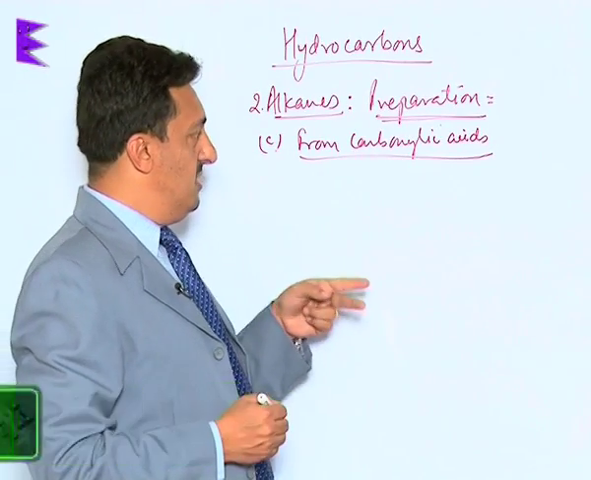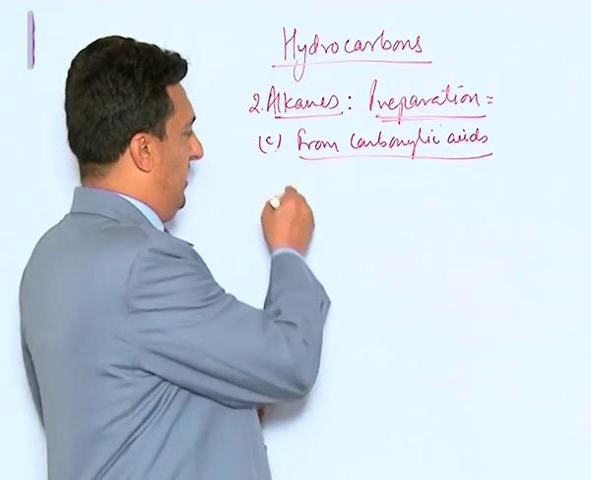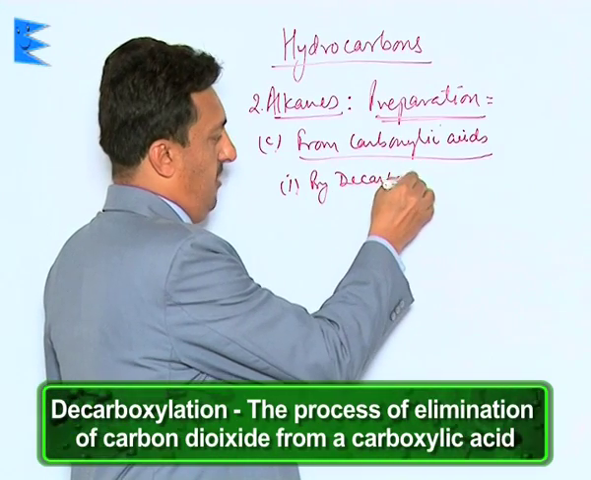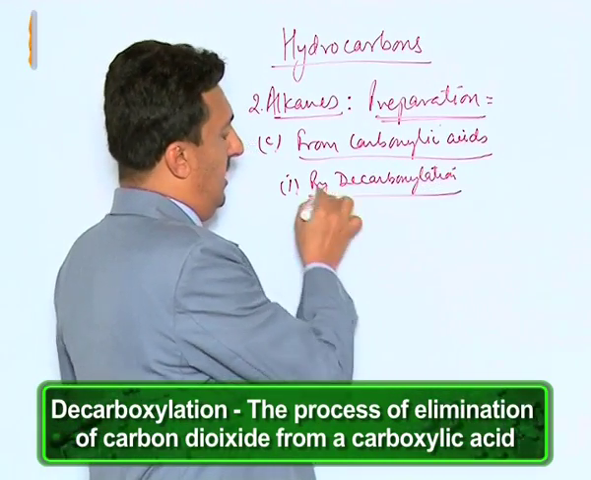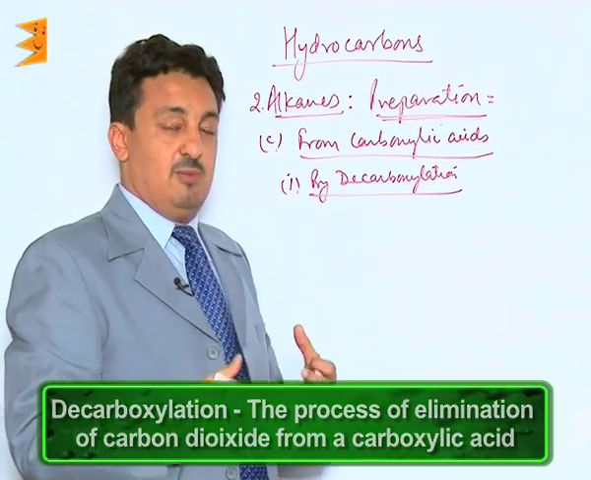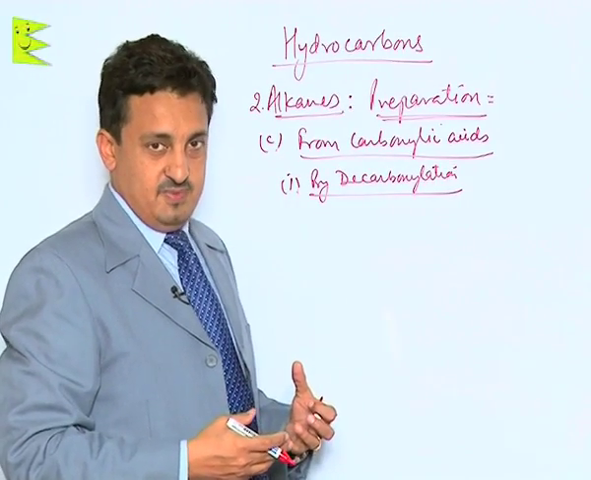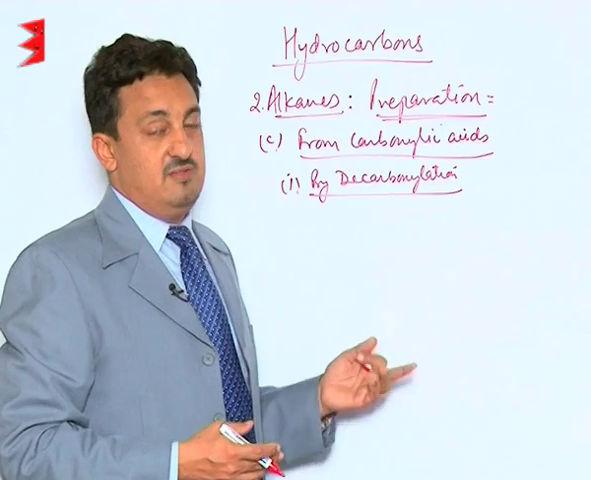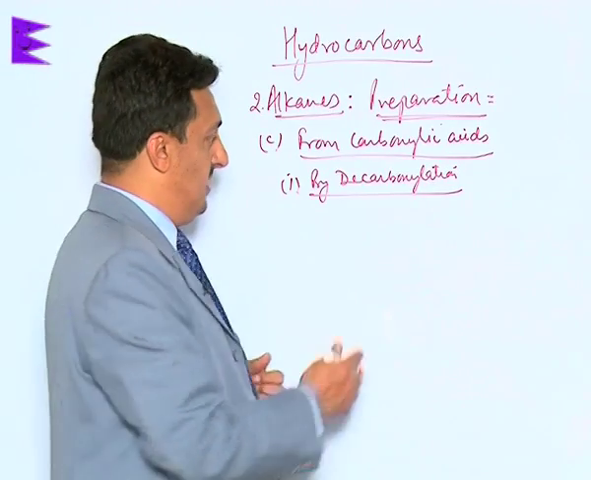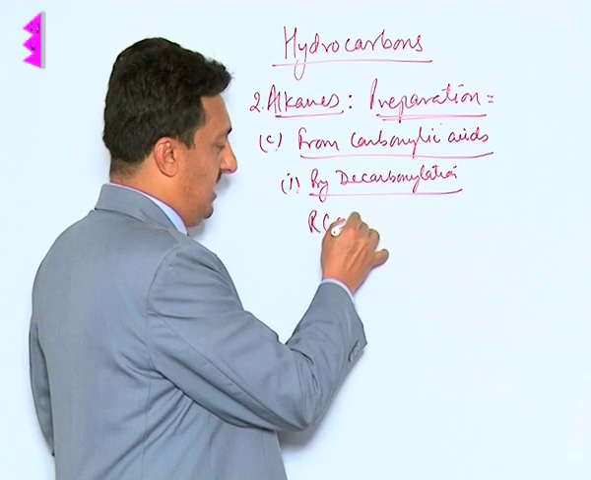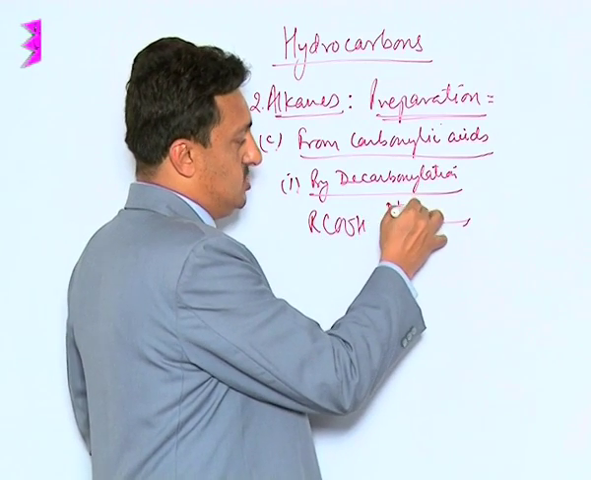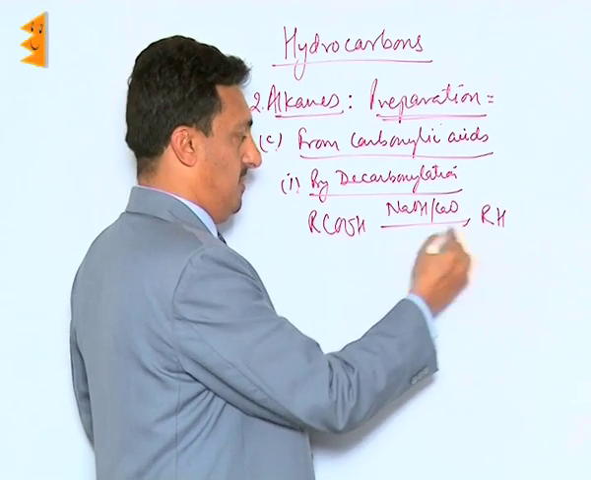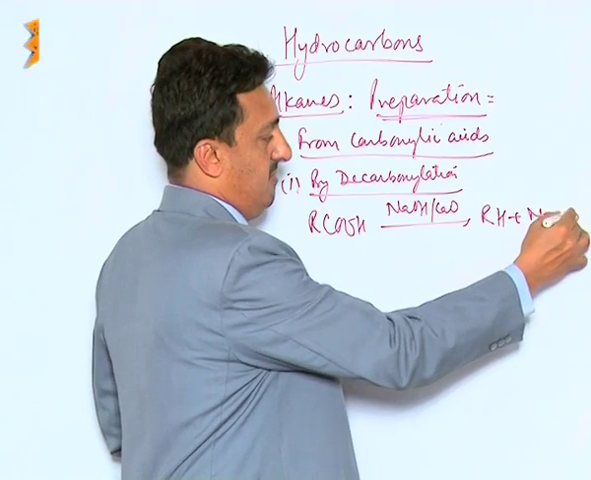We again have 2 different methods in this category. The first is called decarboxylation. The word means the removal of the carboxylic group. Now it's a step down process in which the product formed has 1 carbon less than what the reactant initially had. In this, the carboxylic acid taken is heated with soda lime, sodium hydroxide and calcium oxide, and due to this, alkane is obtained along with sodium carbonate and water.